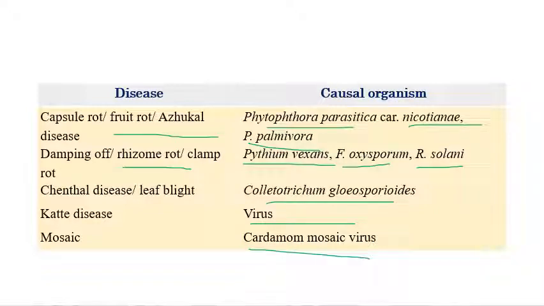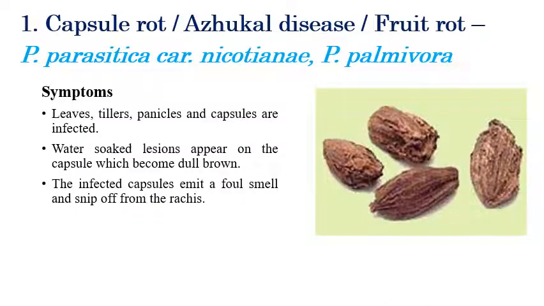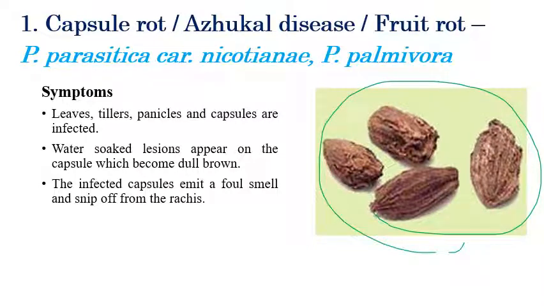So now we'll see in detail about them one by one. The first one is capsule rot or Azhukal disease or fruit rot, which is caused by Phytophthora parasitica var. nicotianae and Phytophthora palmivora. These two species are involved in this capsule rot. Coming to the symptoms, symptoms can be observed on tillers, panicles, and capsules. So in these three areas, we can observe the symptoms.